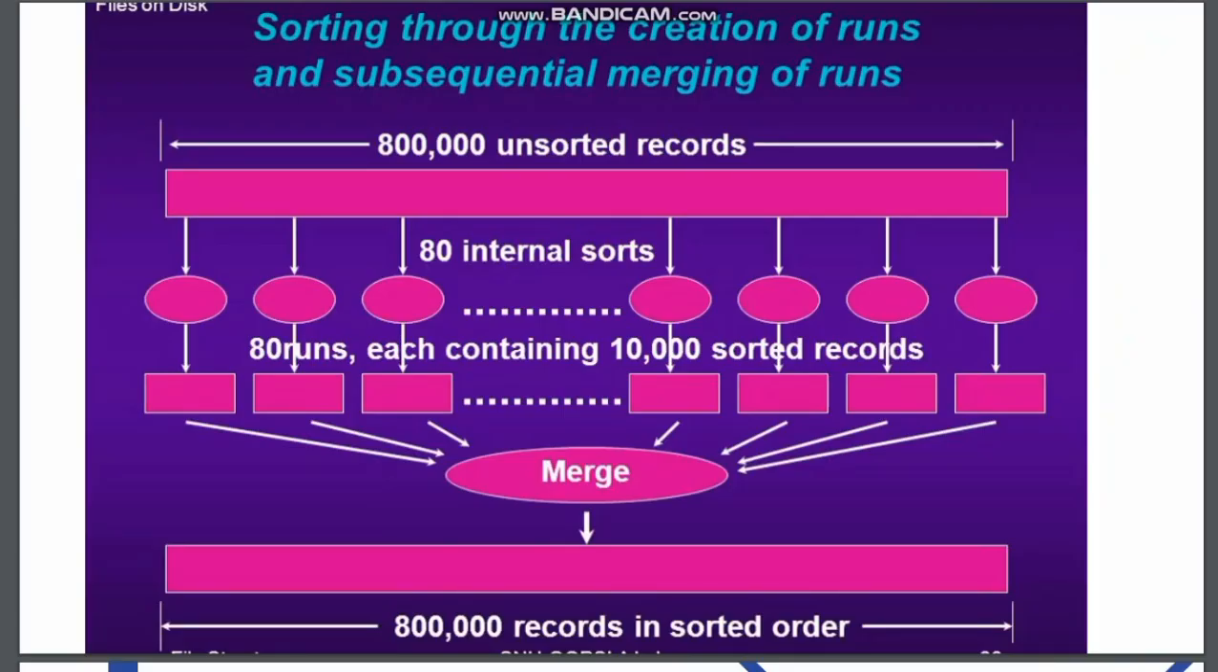This is a merge sort model which is used for sorting large files. Here we have used 800,000 unsorted records which are being segregated or divided into 80 internal sorts, which are called runs. 80 runs, each containing 10,000 sorted records, are merged after sorting, and we obtain 800,000 records in sorted manner.